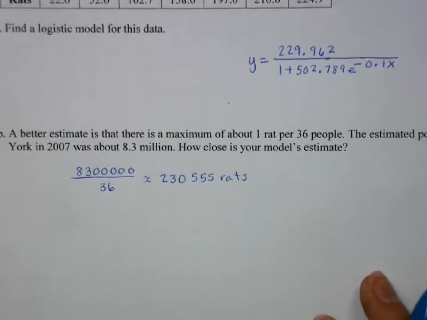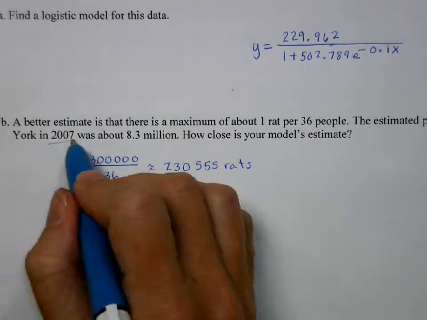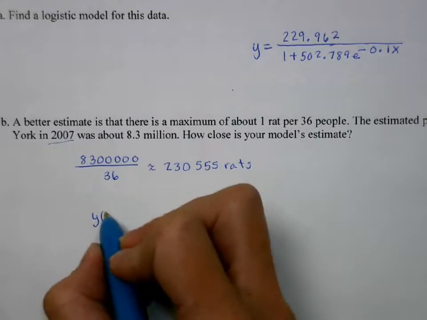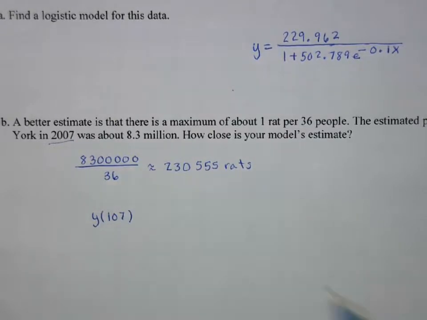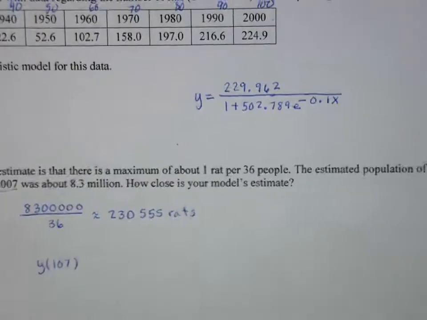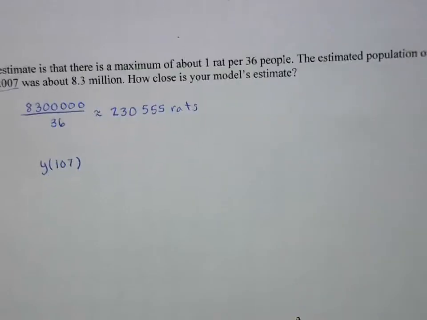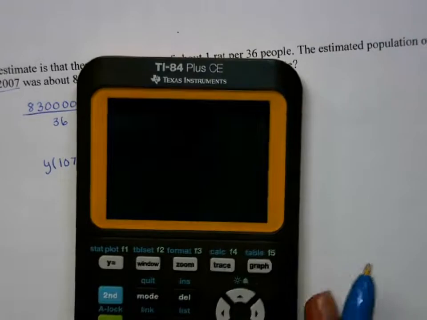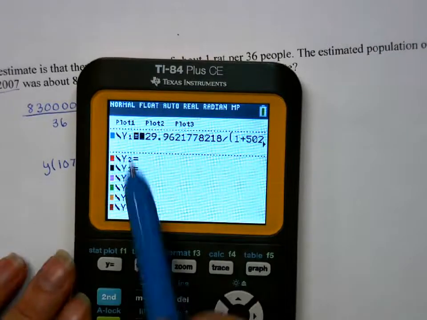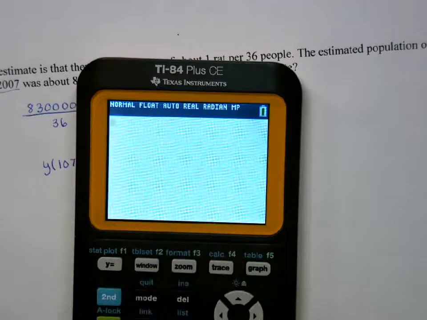So now we're going to look at our logistic equation and see how close we were in 2007. So we're going to evaluate our function at 107, because that's how I did it, if 2000 is 100, 2007 is 107. Okay. Remember that we stored it in our y1. Okay, so that's in there, and that's why we stored it in there. So then I can just evaluate at 107.